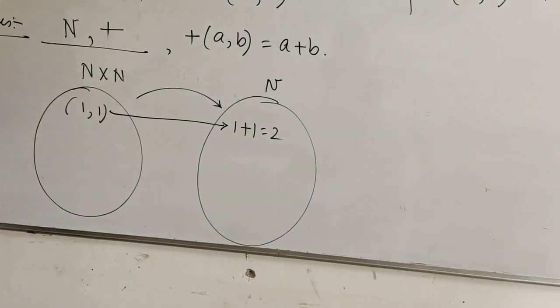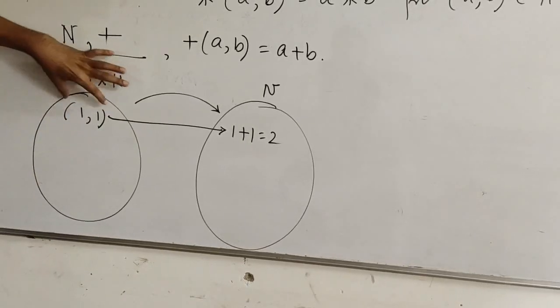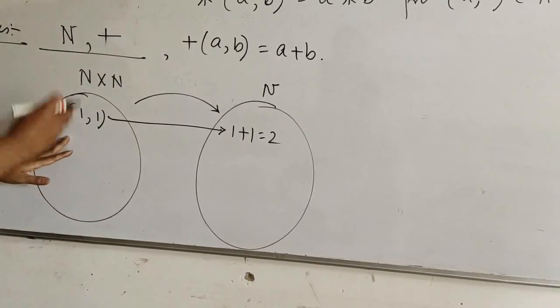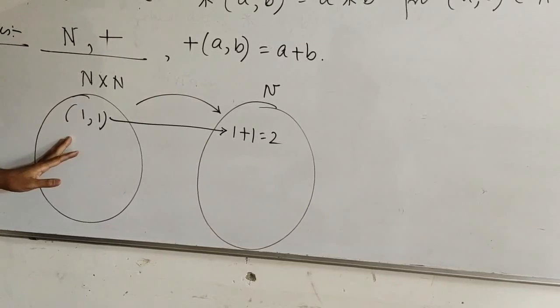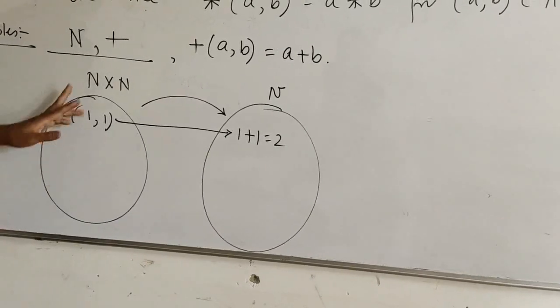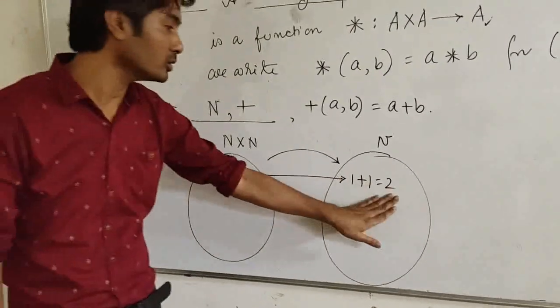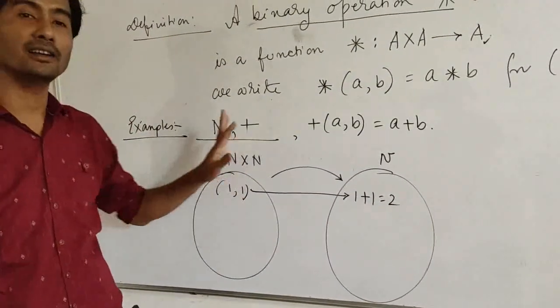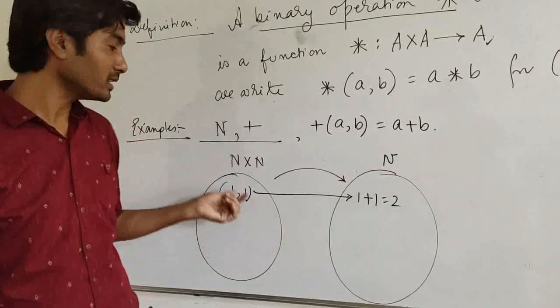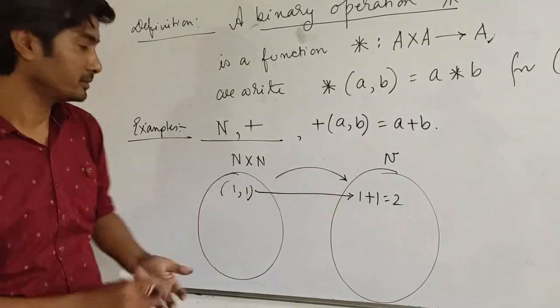And it is important to note that this pair (1, 1) will not have any other image. So this point is important. The pair (1, 1) will have only one image, which is 2. It cannot have any other image other than this 2, meaning the image of (1, 1) is unique.